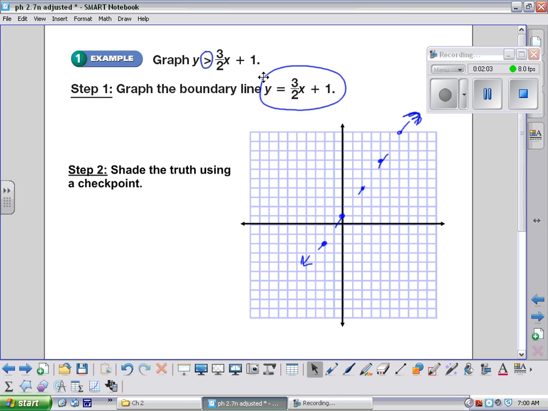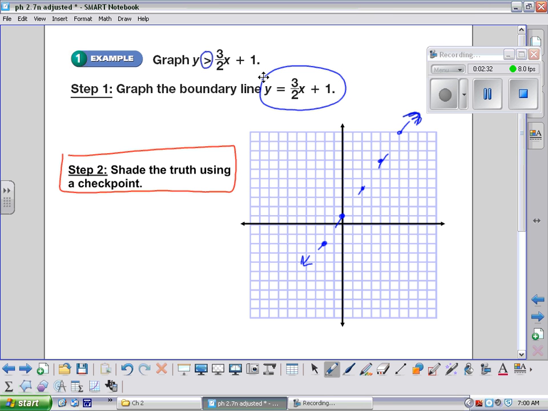Now this is kind of your key. I'm going to shade the truth. Okay, I'm going to shade the truth. So for example, I'm going to substitute a point into the original inequality, and if it makes a true statement, that's shaded. If it's a false statement, well, we shade the opposite side of the line. You've got to be careful. Typically you're thinking we're going to shade above here, but we just need to verify that with a checkpoint.